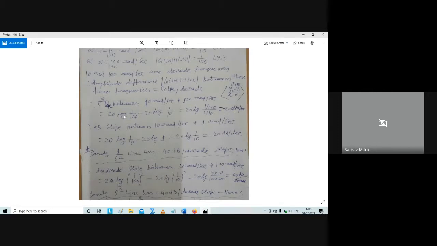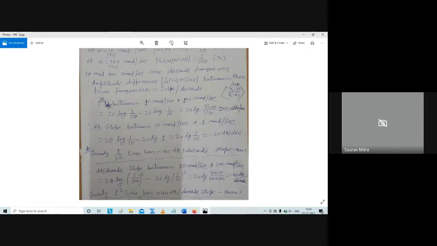Somebody wants to do it between 10 and 1. In that case, it will be 20 log 1 by 10 minus 20 log 1. Again, it will be 20 log of 0.1. 20 log of 0.1 is nothing but minus 20 dB per decade. So this is the slope you have to find. So x2 minus x1, we know it's a decade.